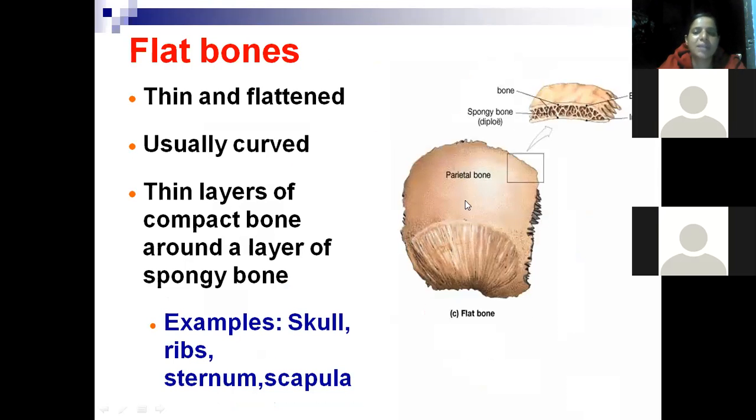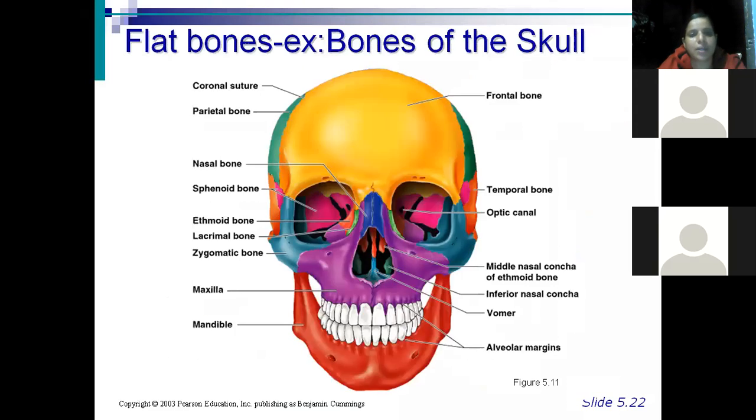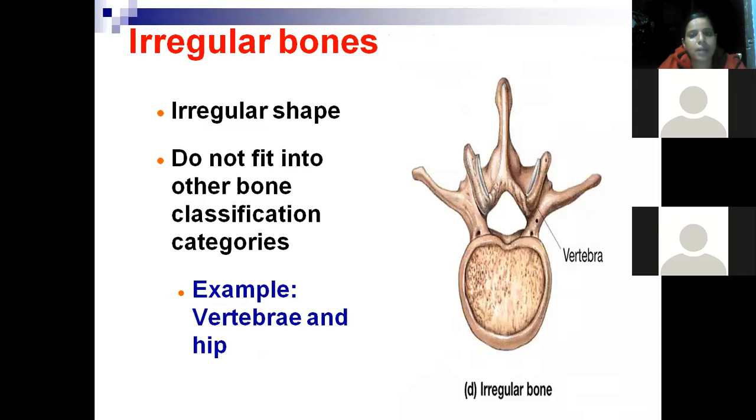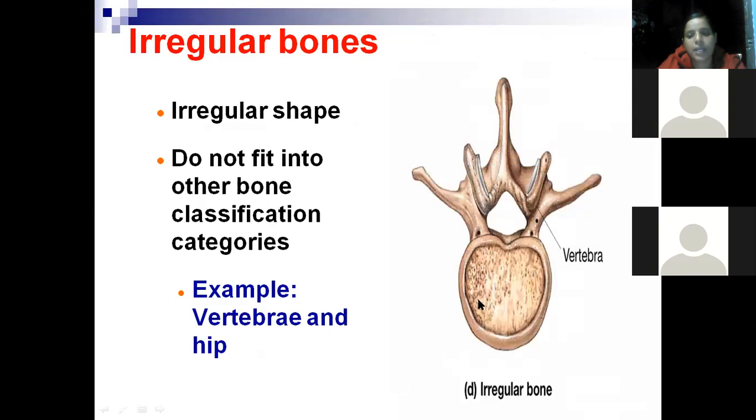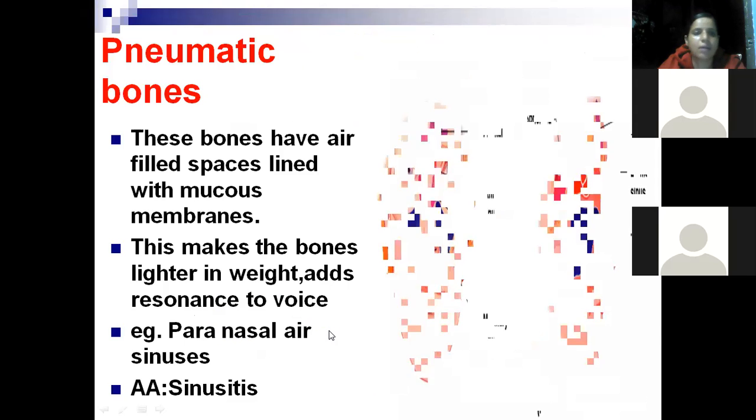Flat bones we generally find in the skull. You can write what bone it is: we have frontal, parietal, temporal, occipital. Anything you can write. These are the various skull bones which look flat. Then irregular bones, you can take the vertebra and also the hip bones.